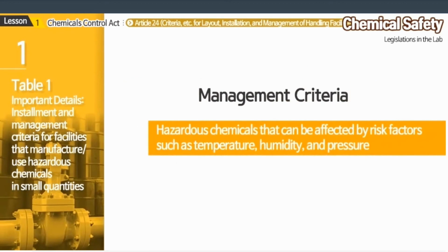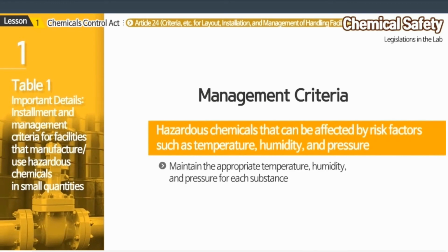When handling and storing hazardous chemicals that can be affected by risk factors such as temperature, humidity, and pressure, labs must maintain the appropriate temperature, humidity, and pressure conditions for each substance.